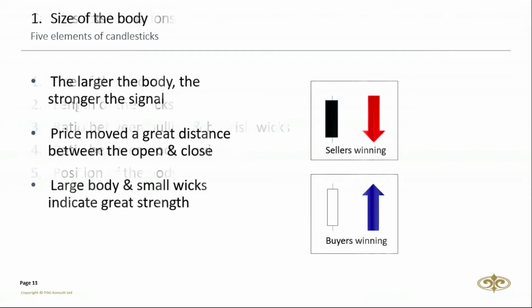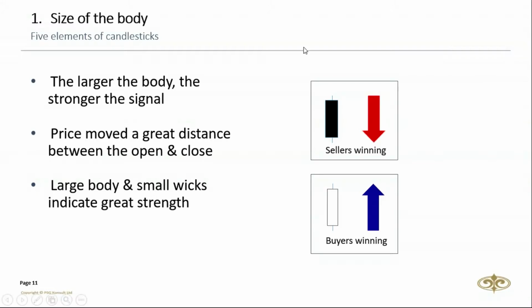So first of all, the size of the body. Rule of thumb is that the larger the body, the stronger the signal it provides. Okay, the larger the body, the stronger the signal it provides. A large body indicates that the price has moved a great distance between the open and the close of the candle for that day. A large body and small wicks also indicates some great strength. The larger the body and the smaller the wicks, the greater the strength.